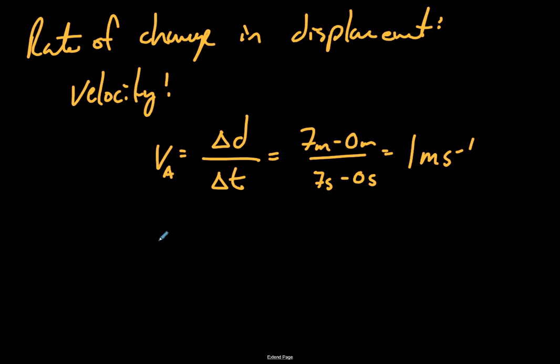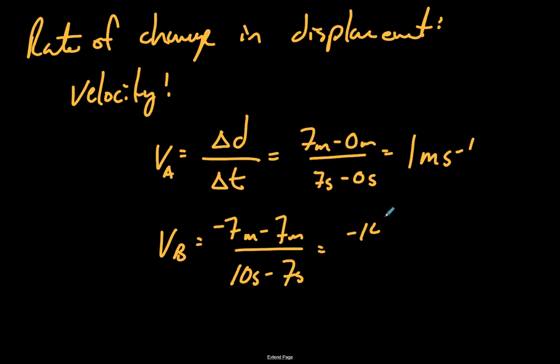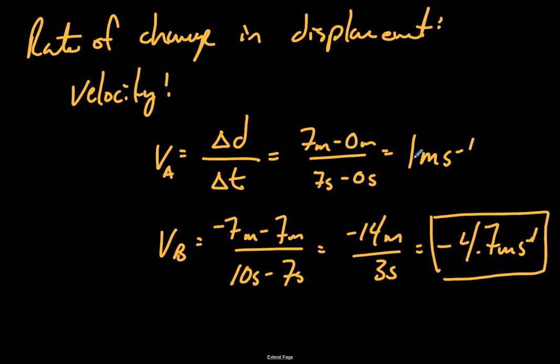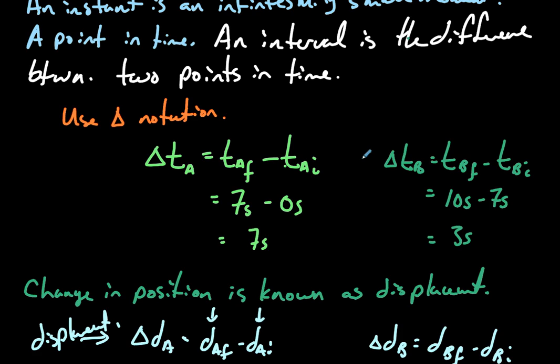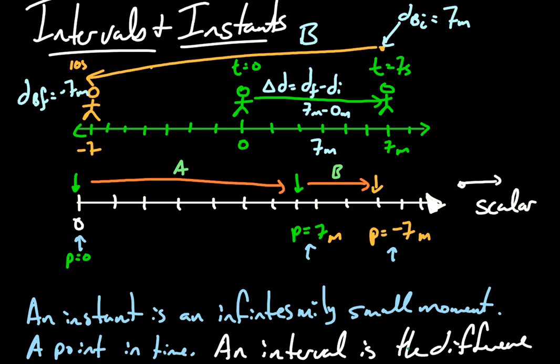And then we'll look at the velocity for part B. So it's a little bit different. We had negative 7 meters minus 7 meters. Okay, and then time-wise, we have 10 seconds minus 7 seconds. We have negative 14 meters in 3 seconds. And we get about negative 4.7 meters per second. So you can imagine then, right, that this person traveled to the right slowly and then ran really fast to the left.